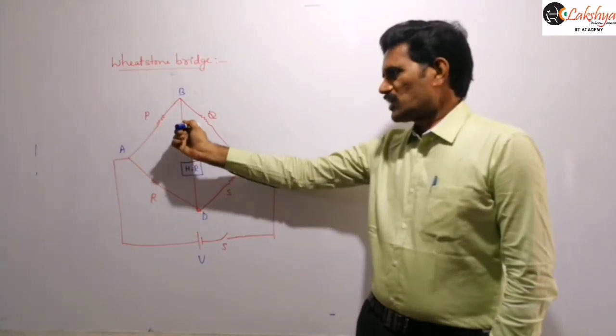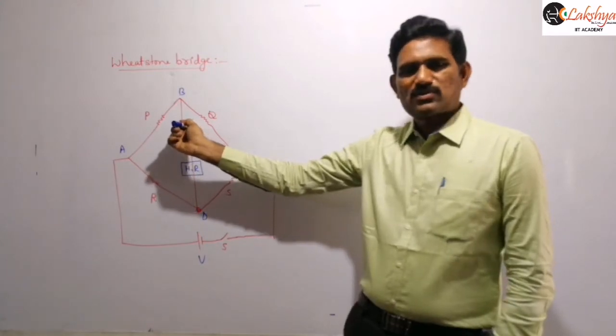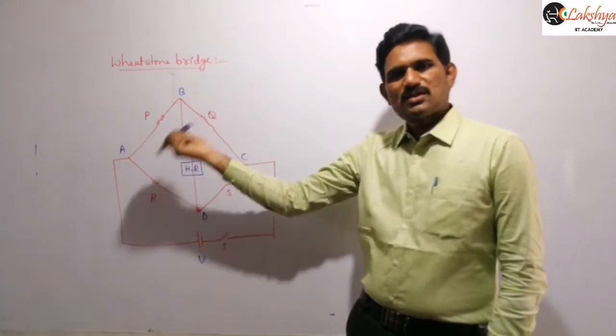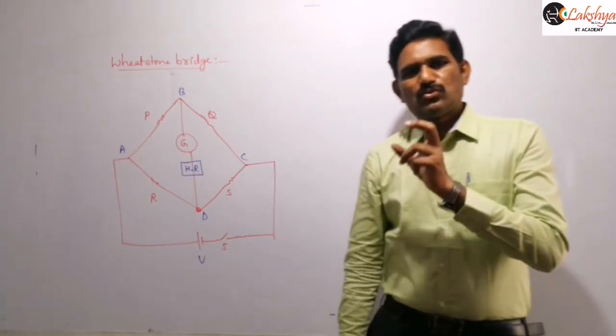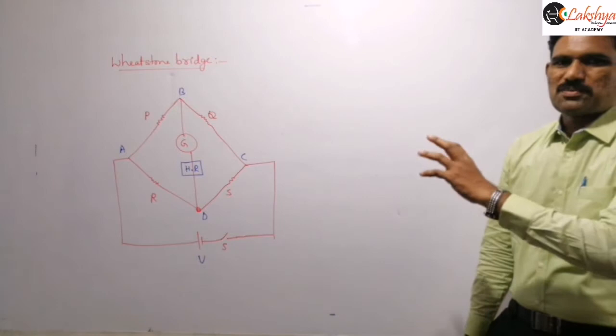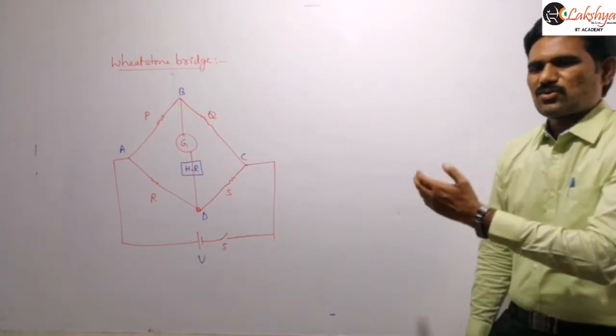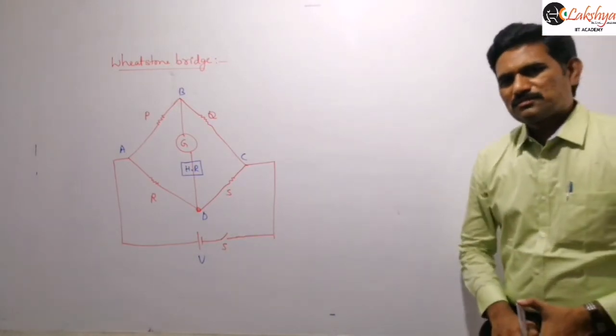100 ohms. Similarly, for example, if it is 500 ohms, then the Q value you need to take as 500 ohms. So that is the meaning of PQRS. Those are the values of those particular resistors. So we call them PQRS. That means P resistor, Q resistor, R and S, right?